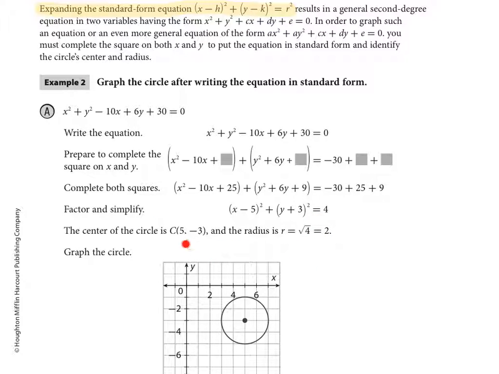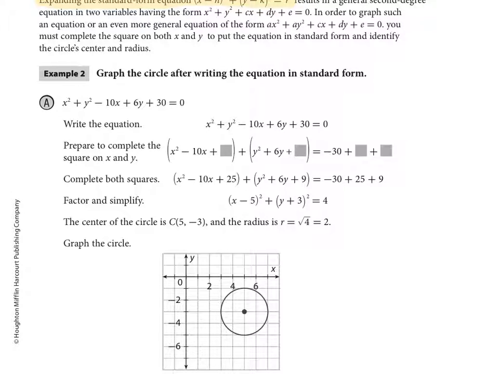So in that case, I plot my 5, negative 3. That's the center of it. My radius is 2 units. So I'm going to go to the right 2 units, put a point, go to the left, put a point, go, I guess, north, put a point, go down south 2 units and put a point, and then you can connect them smoothly for a circle.